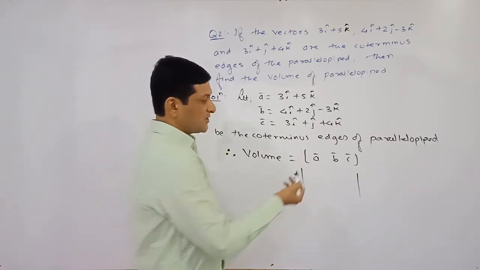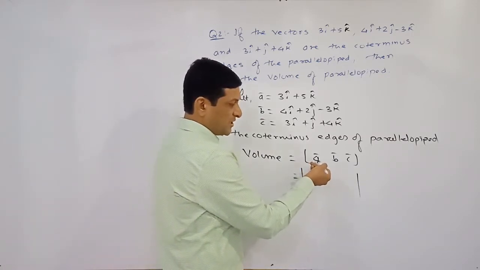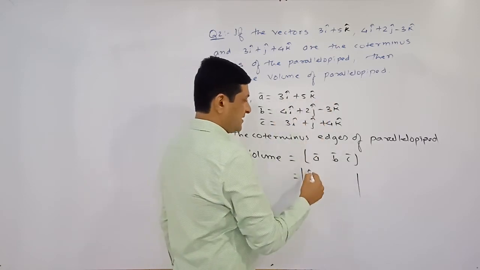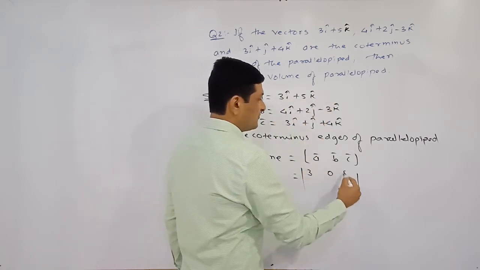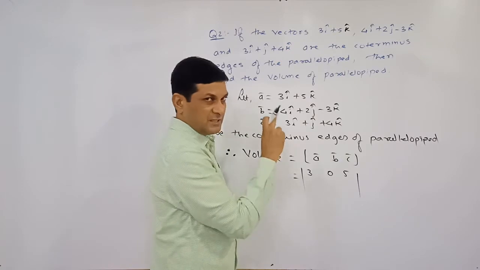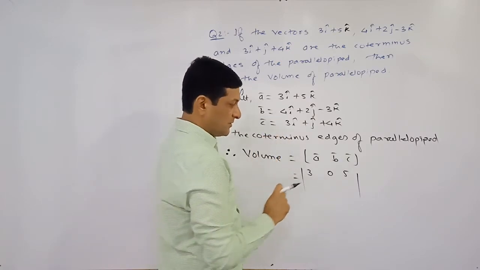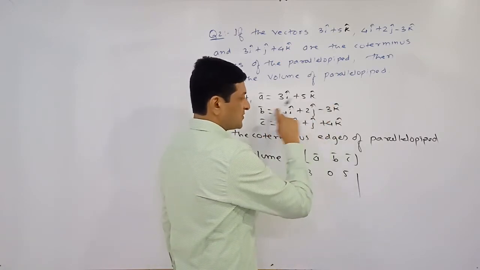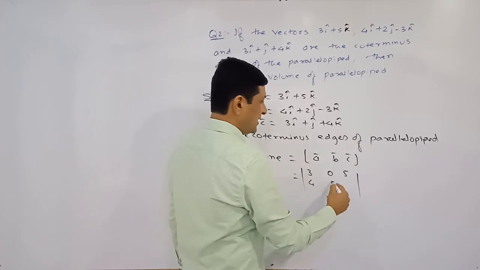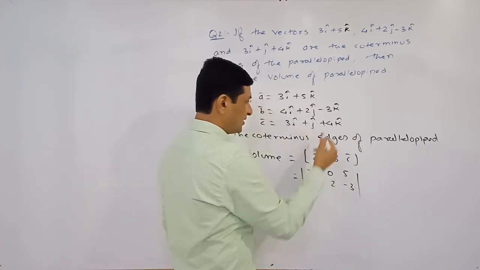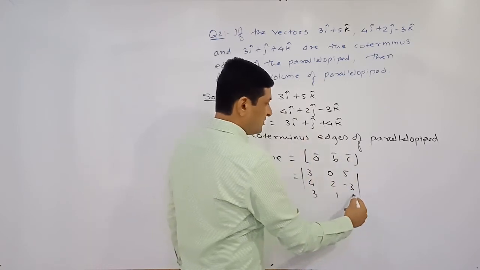So in the first row, write down the coefficients of i cap, j cap, k cap from the first vector, where here the coefficients are 3, 0, 5. The term of j cap is missing, which means its coefficient is 0. In the second row, write down the coefficients from the second vector, that is 4, 2, minus 3, and in the third row, write down 3, 1, 4.